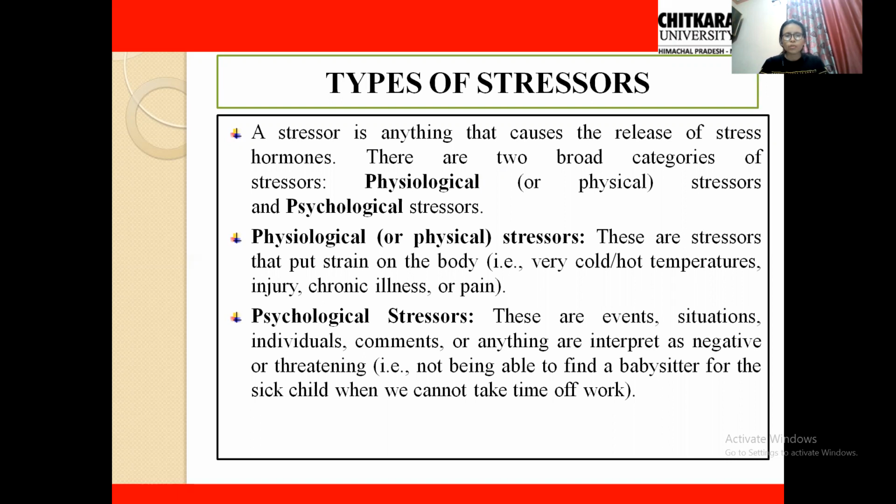So, a physiological stressor, also known as a physical stressor, is a stressor that puts strain upon the body, such as very hot or cold temperature, injury, chronic illness, or pain. And psychological stressors are certain events, situations, or comments, or anything that is interpreted as negative. That is, I interpret that particular situation, comment, or event as negative and threatening to my life. Then it is known as a psychological stressor.